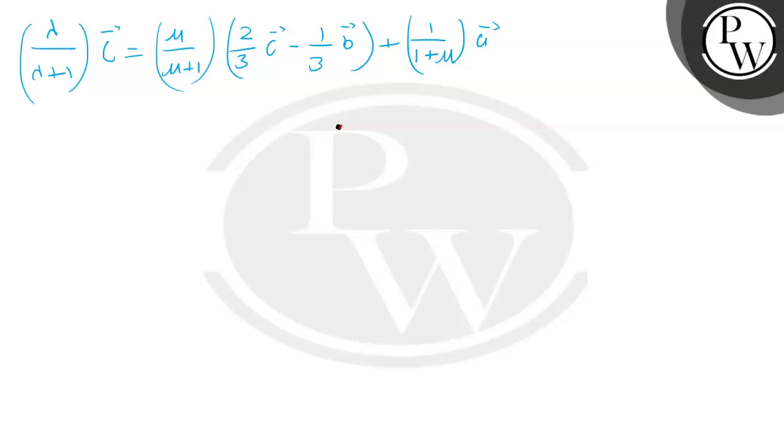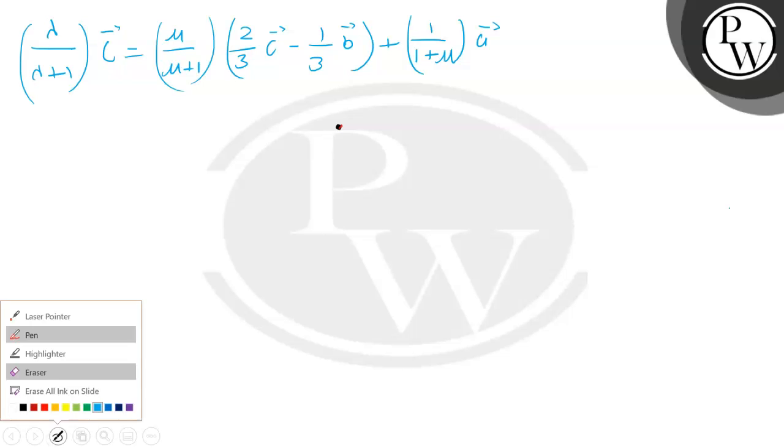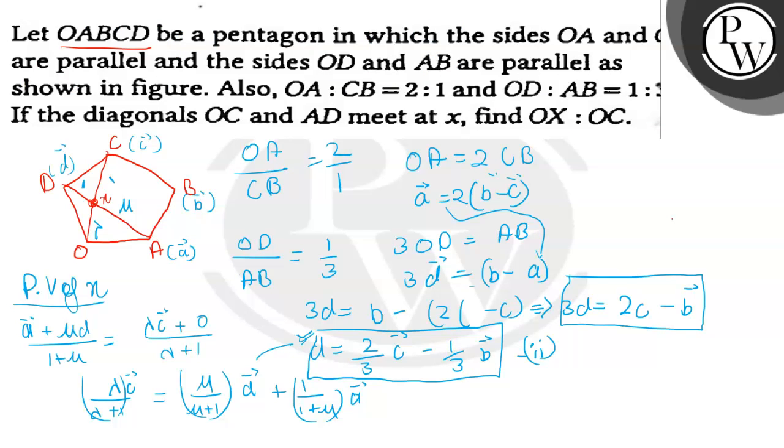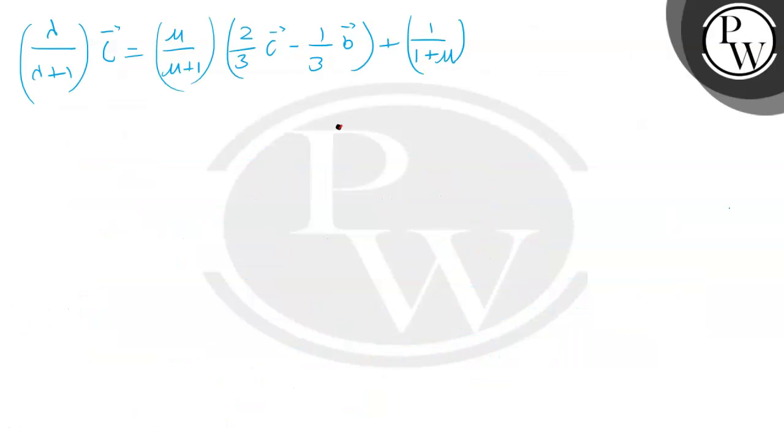Now after simplifying this, we can see that we got a relation between all of them. So now simplify that. We can also substitute the value of A vector because we have that too. So the value of A vector is going to be equal to 2B vector minus 2C vector.